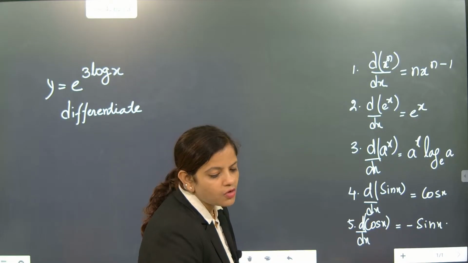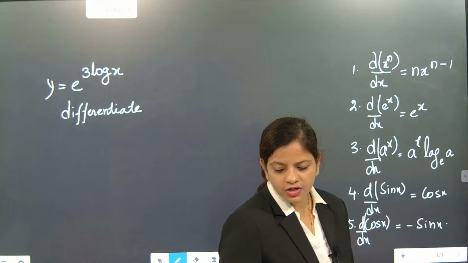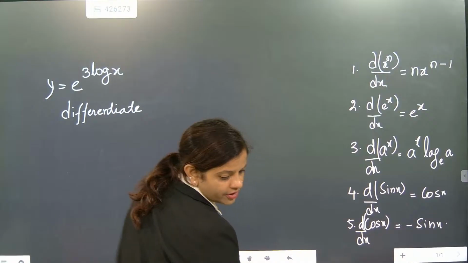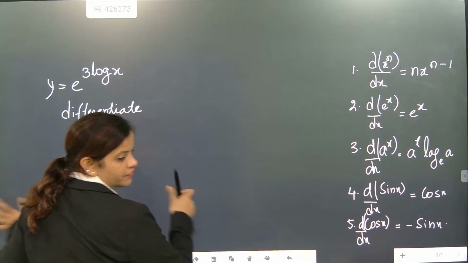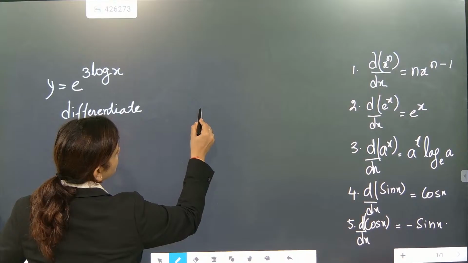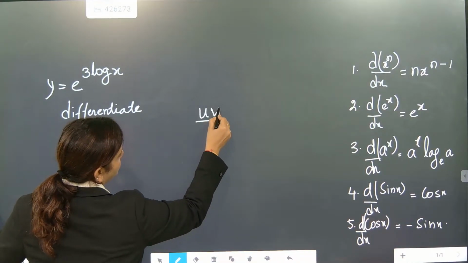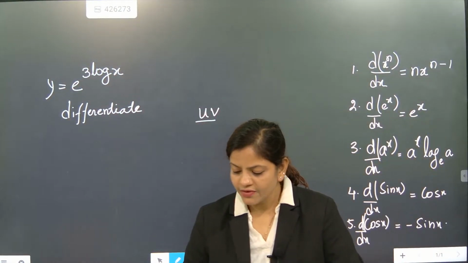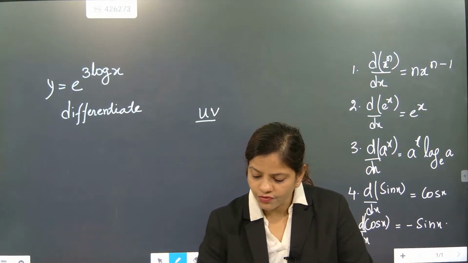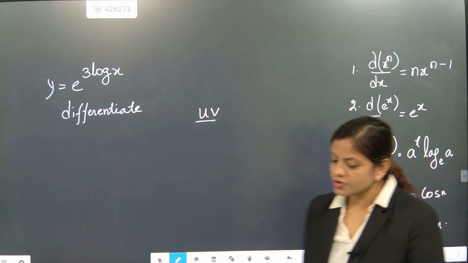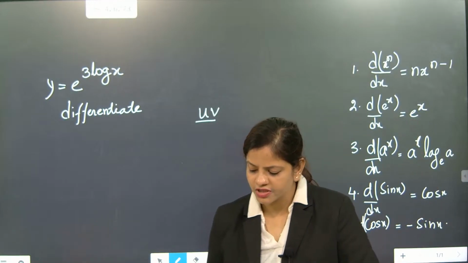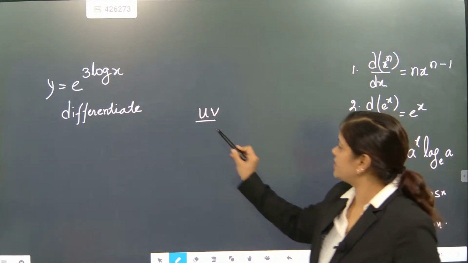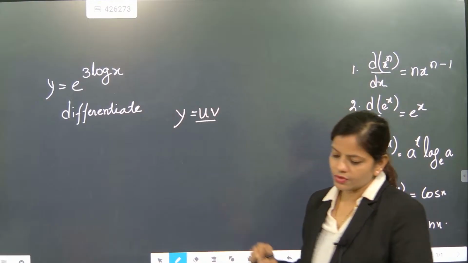Okay. So now one rule I am teaching you. This rule is very important, and it is based on one important factor. The first part: if u and v are together. u is a function and v is a function. u and v are two functions, and these two functions are multiplied together. That is, y is equal to u into v.